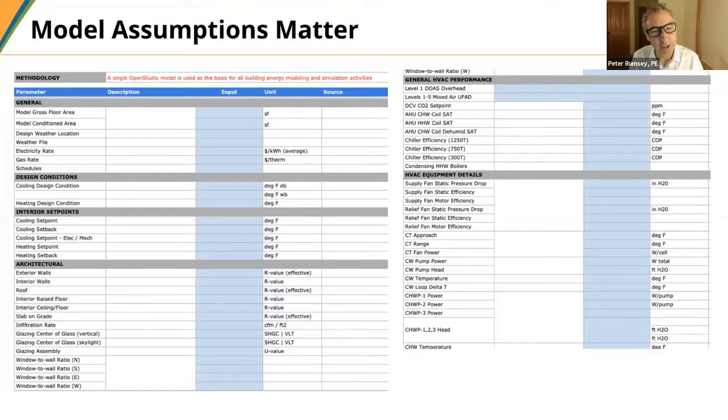What kind of insulation, what kind of glass, all those things are important inputs into a load calculation. So this is a table that we used on one of our projects in my office, and feel free to copy this, of all the inputs that we were using for our load calculation.